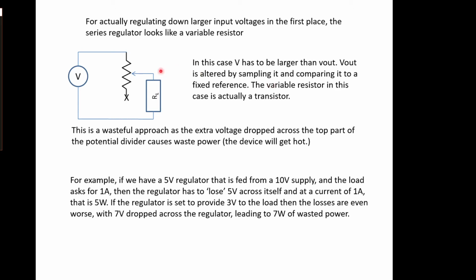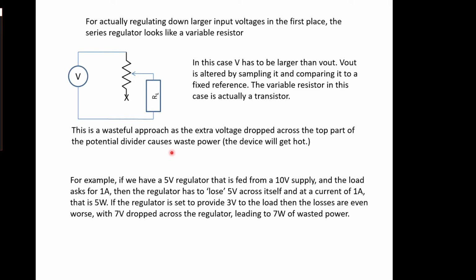V out, this point here, is then altered by measuring it, comparing it to a fixed reference somewhere in here, and then adjusting this voltage accordingly. The problem with this approach is that it's quite wasteful, because under a set of conditions where we're dropping voltage across this equivalent resistance to supply the load at a fixed voltage here, this current is still flowing through a resistance, so we're going to be dissipating power in this part of the system.